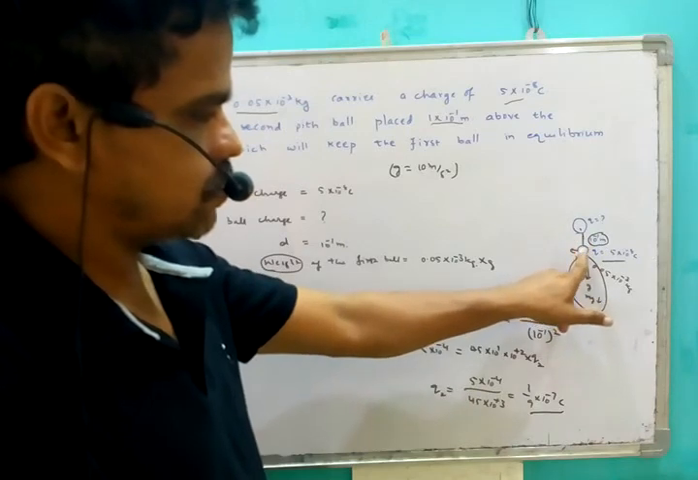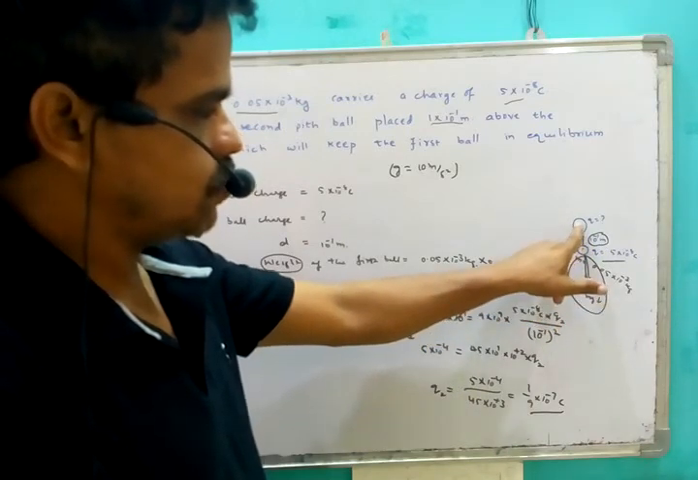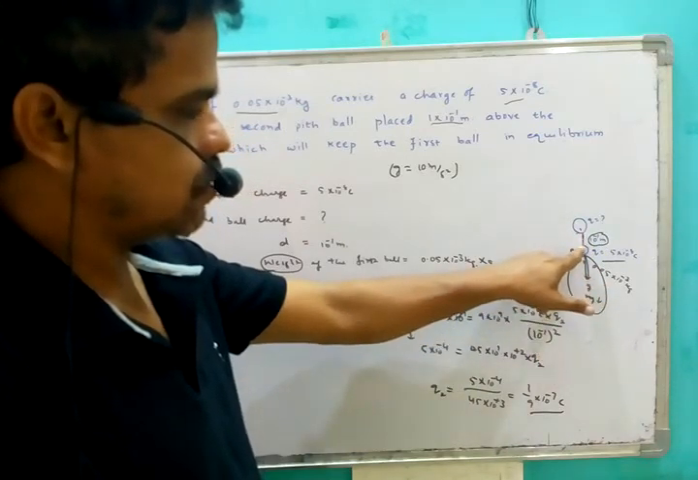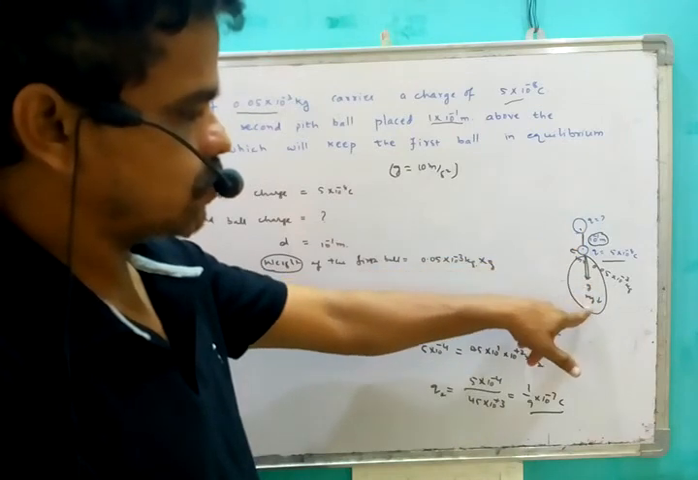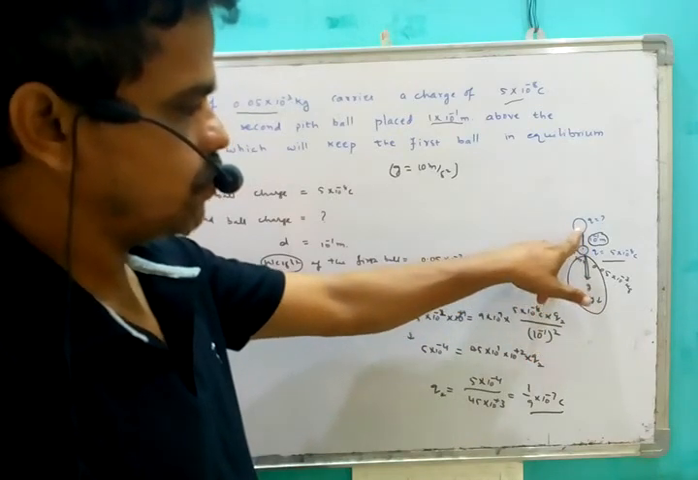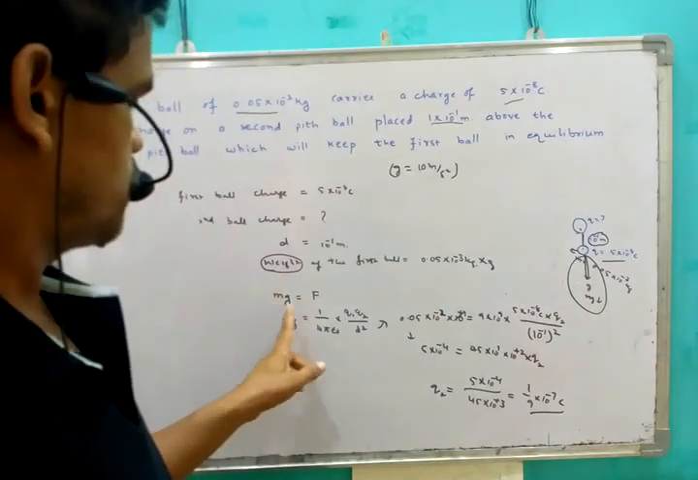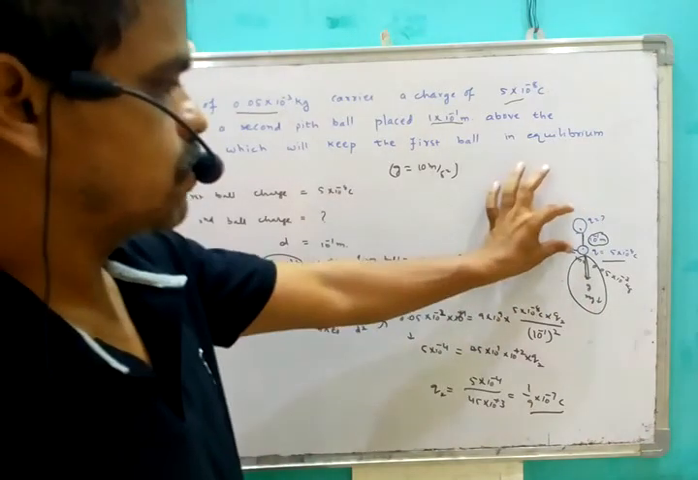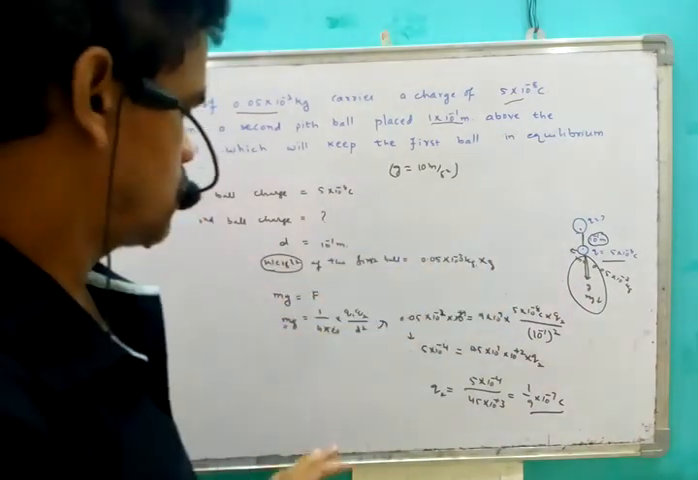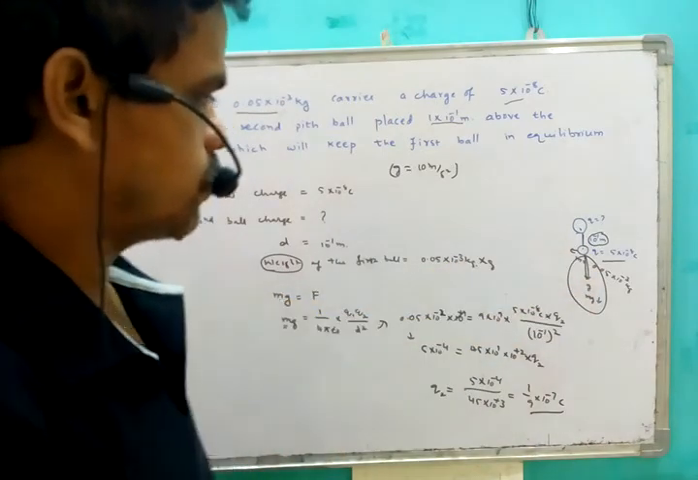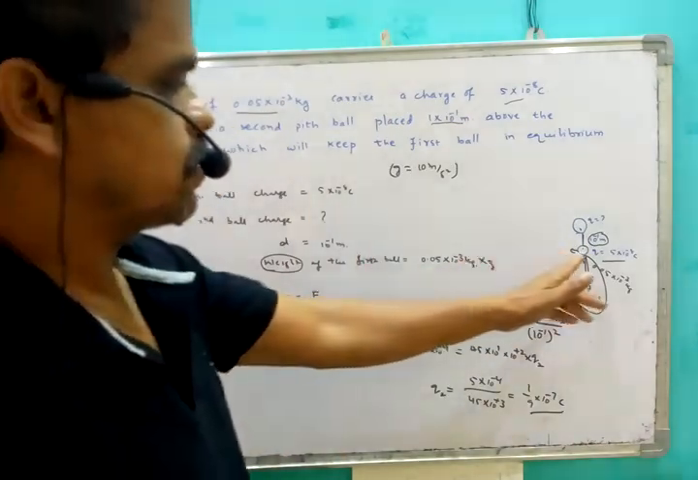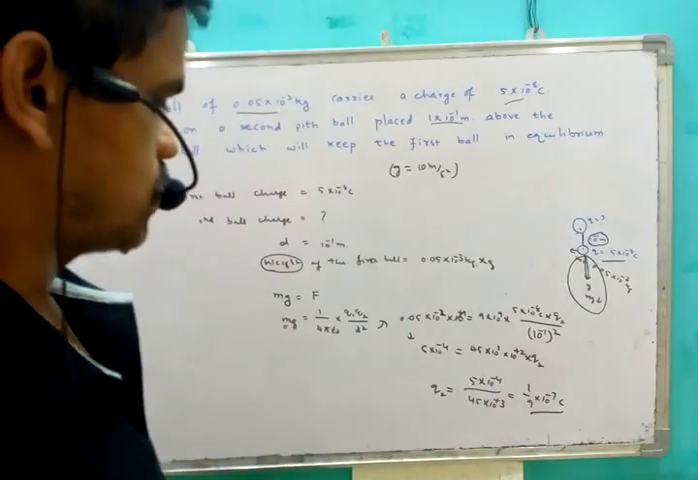If it is in equilibrium, it has to support the weight. The weight is equal to the force between the two charges, that is mg equal to F. F is nothing but the force between these two charges, which is equal to the weight of the first ball. Then only the first ball is in equilibrium. So this is the procedure.